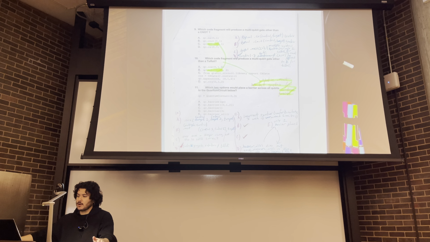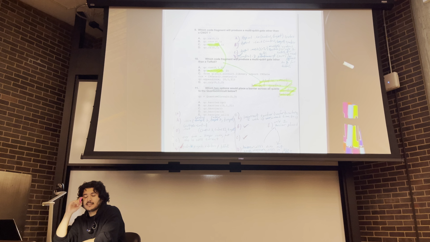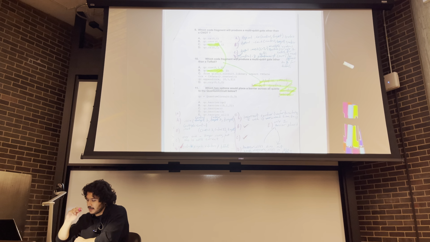Okay, question 10. Which code fragment will produce a multi-qubit gate other than a Toffoli? So again, to get to these questions, go to the video where we go over questions 1 and 2, and we go over how to access this document in the video.